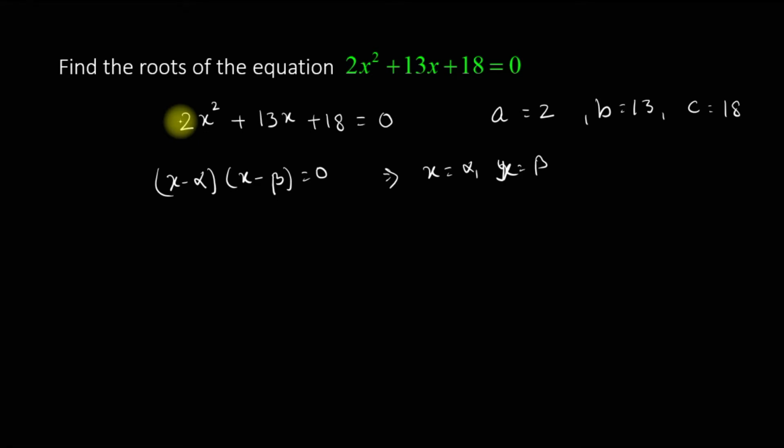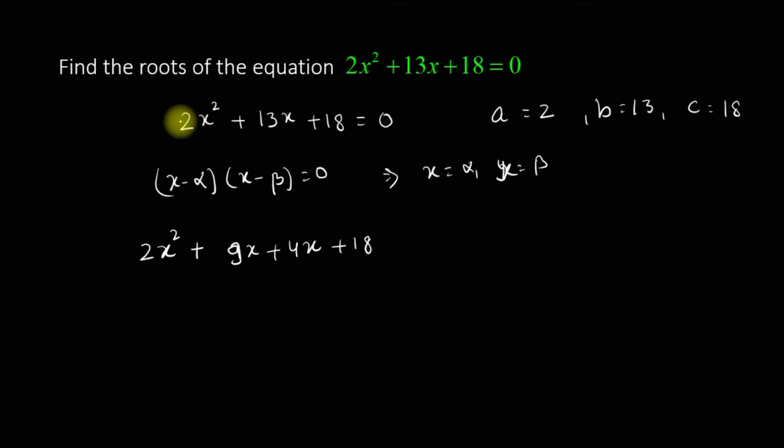So we split the middle term, and we can write 2x square. The middle term is split in such a way that the sum is equal to the middle term, and the product is the product of the first term, that is 2x square, into the third and last term, that is c, that is 18. So if we split 13x into 9x plus 4x, the sum is 13x and the product is 36x square.